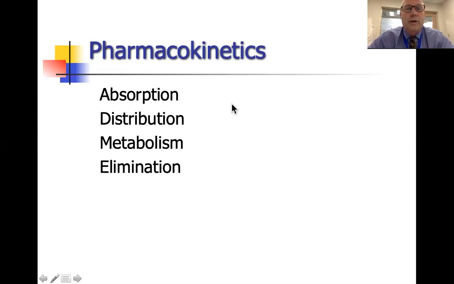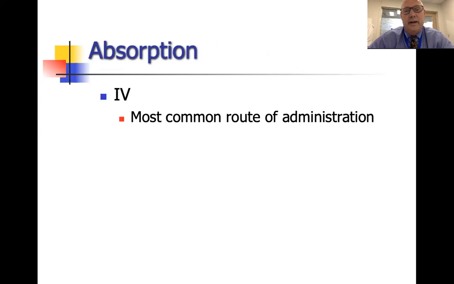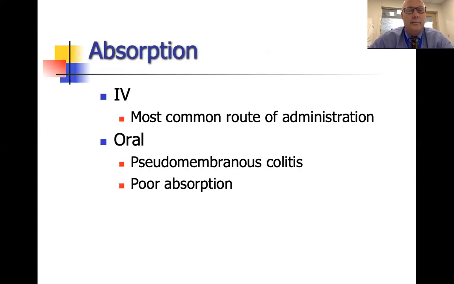So why don't we go ahead and talk about pharmacokinetics then? And so in terms of absorption then, IV obviously is the most common route. Oral can be given for pseudomembranous colitis, but you don't get any absorption orally, except in premature neonates. If they develop necrotizing enterocolitis, you may get some cross from the membrane, the GI tract, into the systemic circulation. And we don't like to give it IM.